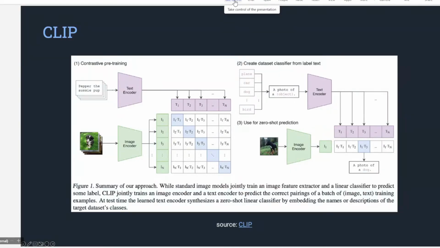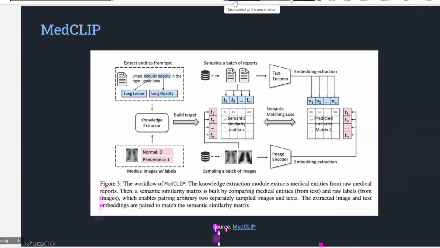So this was, as I said, one of the first pioneering works. And then there were several variants which utilize the same concept but for various applications. Like here you can see a similar matrix, a similar learning mechanism was introduced for medical data, where from the text reports, they first found the major classes like lung lesion and lung opacity, and then built labels around them. They sampled a batch of images and a corresponding batch of reports from which they generated these classes. So it is pretty much the same layout as in the last slide.